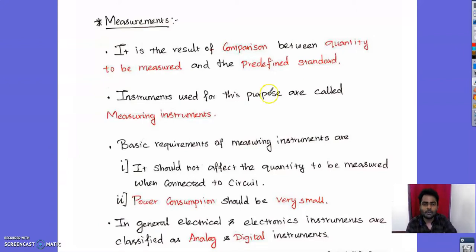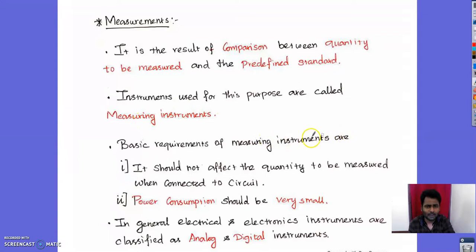The instrument which is used for this purpose is called a measuring instrument. That is, the instrument which is used to give a comparison between your quantity to be measured and the predefined standard is termed as a measuring instrument.